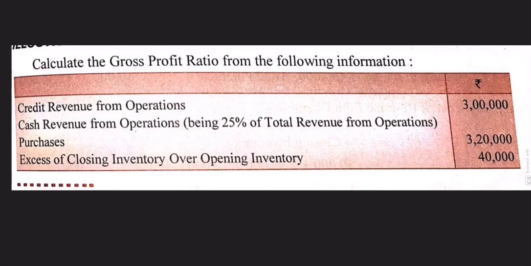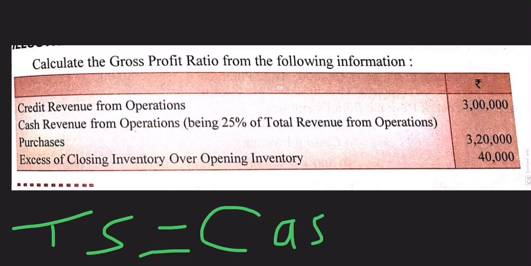Now, all of you know that total sales is equal to cash sales plus credit sales. In the question they have given you the credit revenue from operation, 3 lakhs. So one part is given. For cash, they have given you 25% of total revenue from operation. That means of total sales, 25% is cash sales. Total sales is not given, so we will assume it to be X. By putting this X we can calculate the value of RFO, that is total sales.